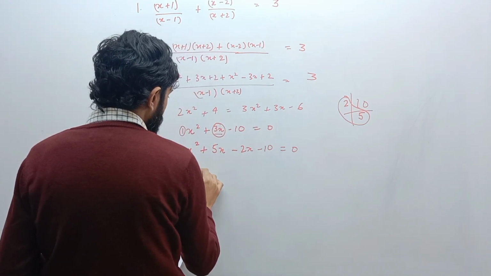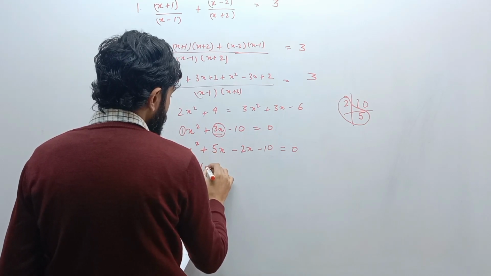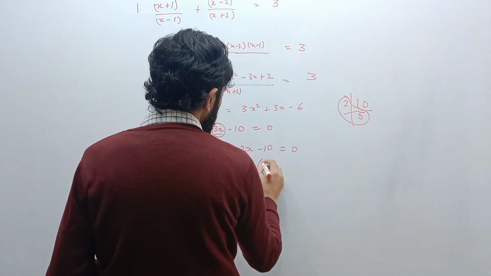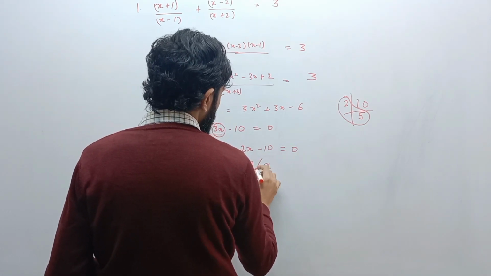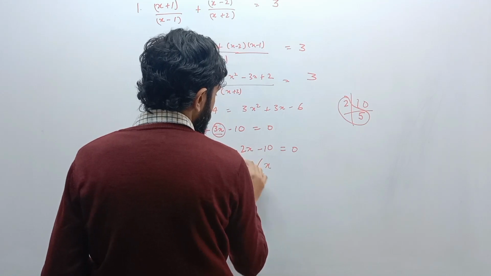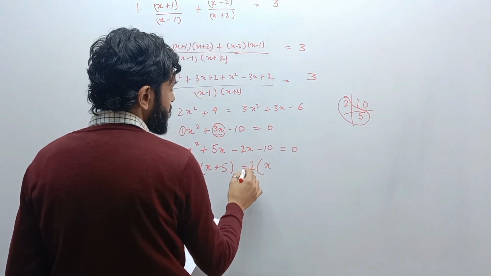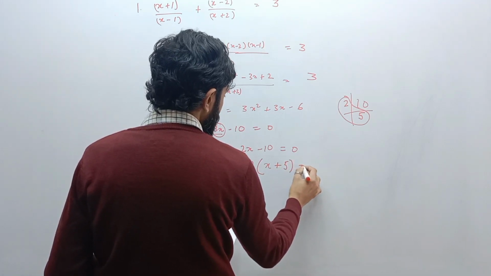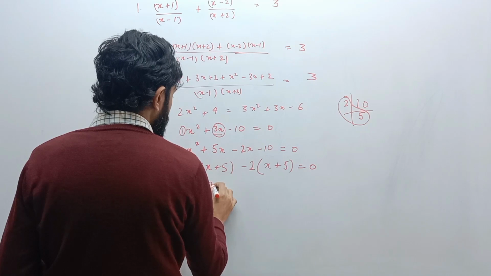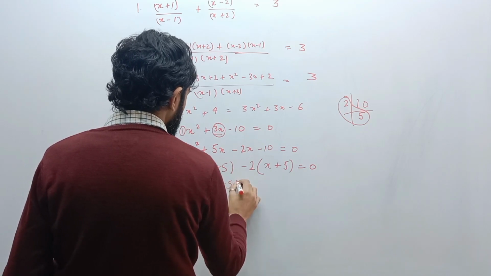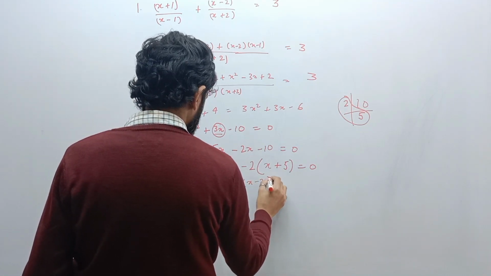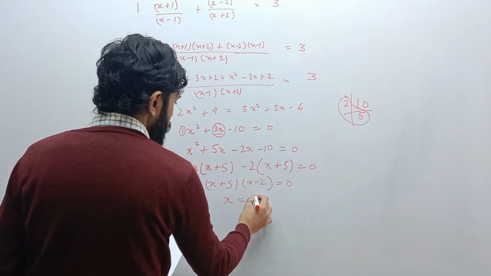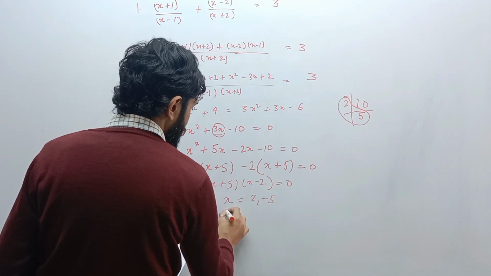Now on taking out the common factors, x, here it will be (x plus 5) and minus 2. So again, minus 2 common, since it is negative, and if a positive number is multiplied by a negative number, it becomes negative, and similarly plus 5, equal to 0. Hence the two factors will be (x plus 5) and (x minus 2) is equal to 0. So we get our answer as x is equal to 2, minus 5.